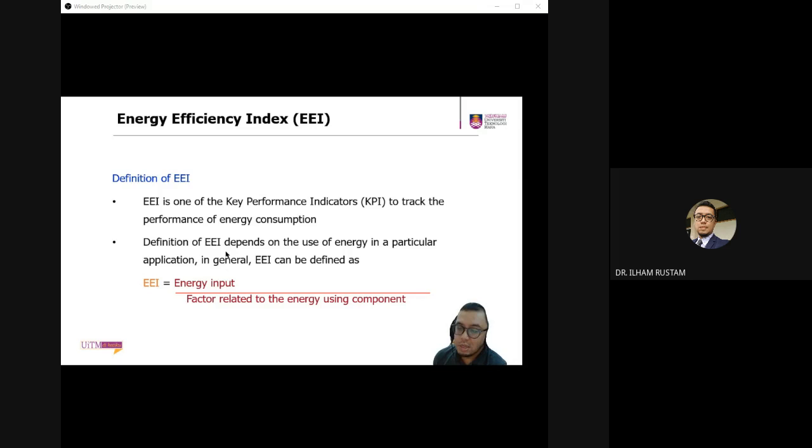So basically the definition of EEI is to measure the efficiency of the energy being used for that particular process. So the calculation is the energy input, the amount of energy being used, divided over the factor related to the energy using component. But I think the easy way to understand it is: what is the output once the energy has been given to the system or the machine? So, energy input over the output related to the energy being given here.